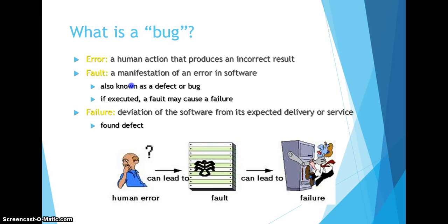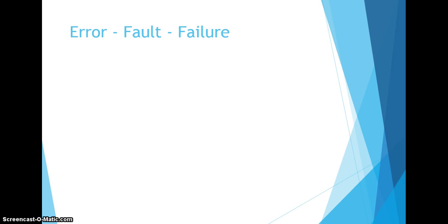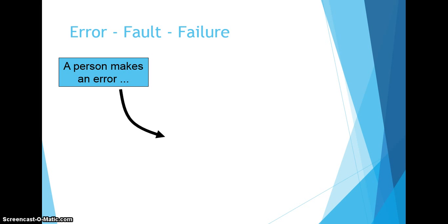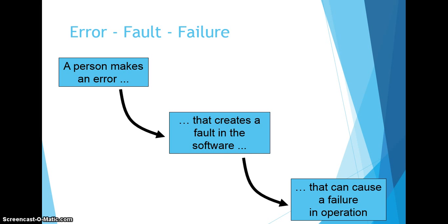So let's go through that again: error, fault and failure. If you look at error, a person makes an error which then gets converted to a fault in the software, then it leads to a failure in the operation of the software, thereby that's a failure, right?